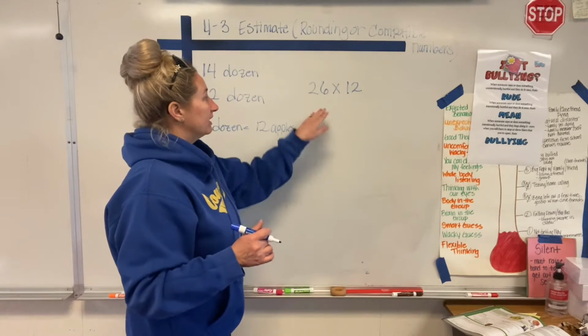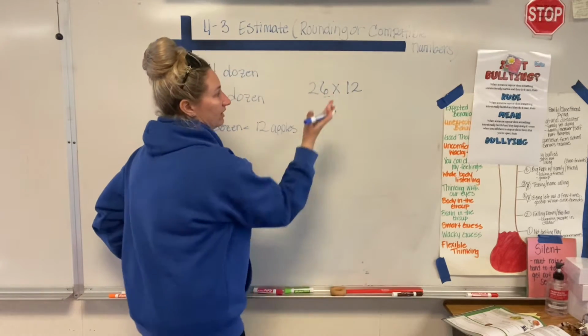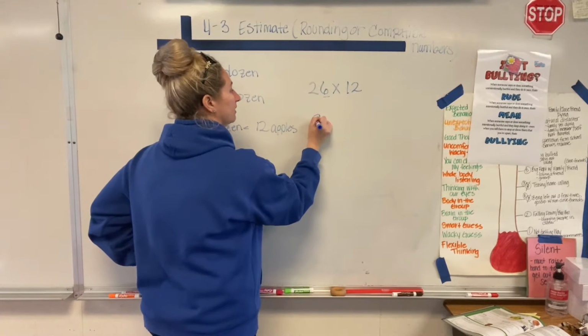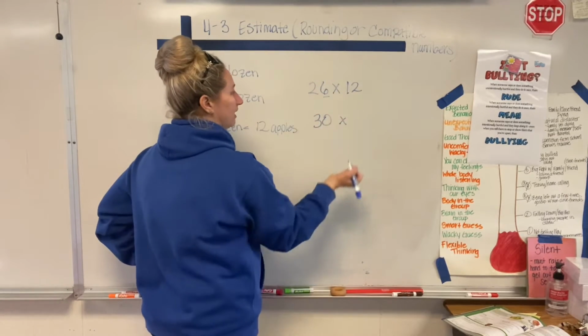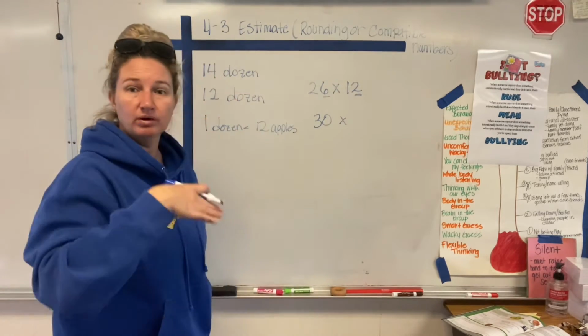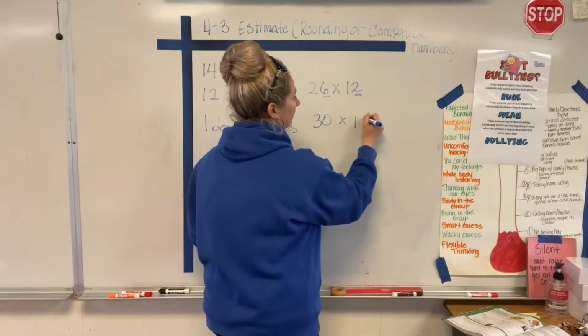If I were rounding, I would take 26 and I would look at the ones place and I would say, well, that's 5 or above. So that's going to round the 2 up to a 3, and that's going to be 30. And if I round 12, I look at the 2 and that's 4 or below. So that keeps it a 1. Okay, so we're rounding down to 10.